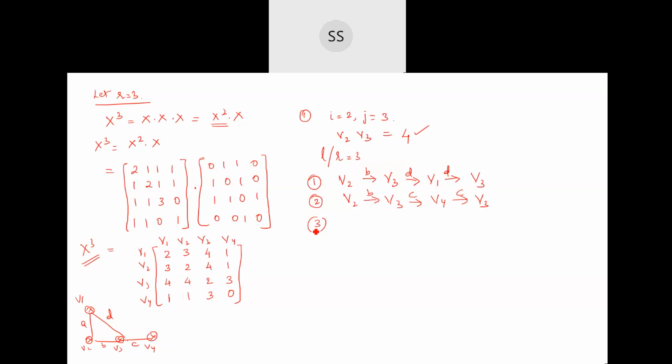Now let me take the next possibility. I have taken like this, I have taken like this. The next possibility is what? With V1, I can do it here. From here I can write. Now what is the other possibility that I have? I can have V2, I can go to V1, then I can come back to V2 and from there I can go to V3. So this is my third possibility. That is V2 to V1 by edge A, V1 to V2 again edge A, V2 to V3 is B. So I have got the third possibility.